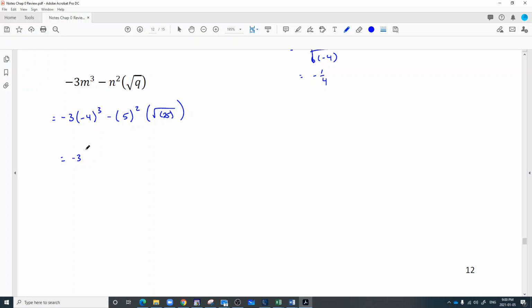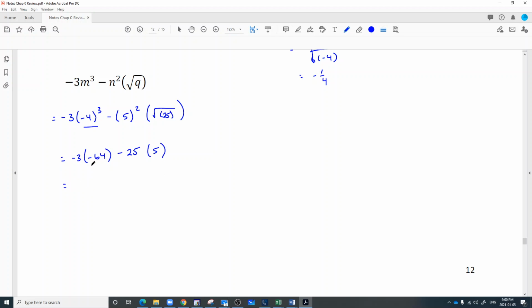So I've got -3 times -4 cubed, which is -4 times -4 times -4, or -64. And then I'm going to look at this exponent as well. So I've got 5 squared is 25. Again, this negative is not being squared, just the 5. If you forgot the bracket, you might do it wrong. And then this is a square root, which acts as a bracket or as an exponent. So the square root of 25 is 5.